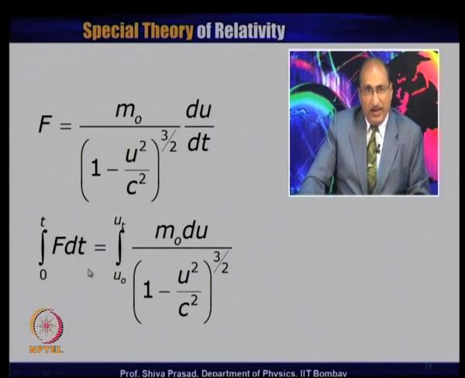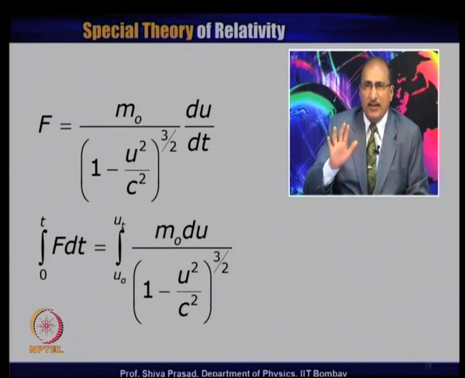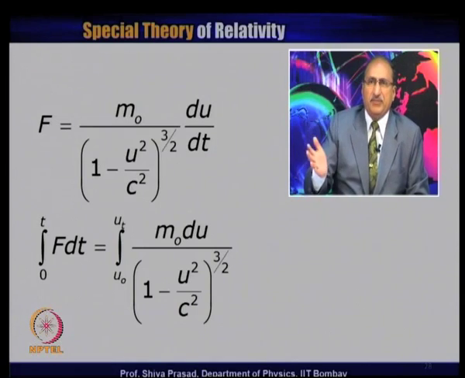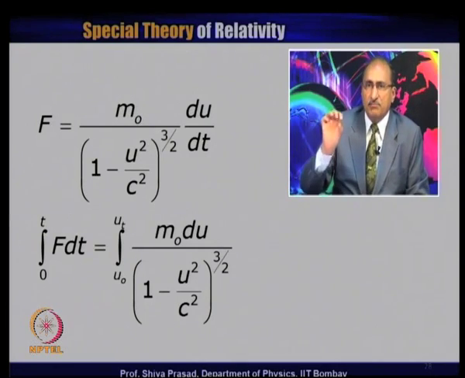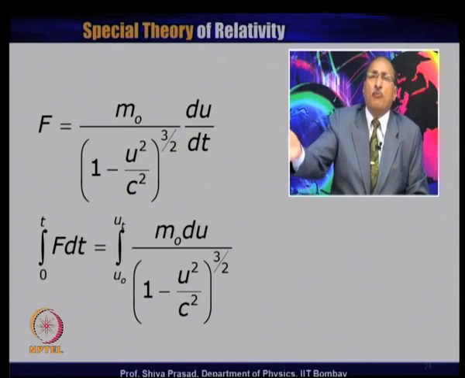Therefore, I am just integrating it, integral from 0 to t, and because this is the initial velocity u naught and this is the final velocity after time t, from u naught to u t, m naught du, 1 upon 1 minus u square by c square to the power 3 by 2. This expression is written here. Now, in order to integrate, let me not use this definite integral; let me use the indefinite integral, which is comparatively easier, and then I will put the limits later. I am taking the indefinite integral of the right hand side and will put the limits later.